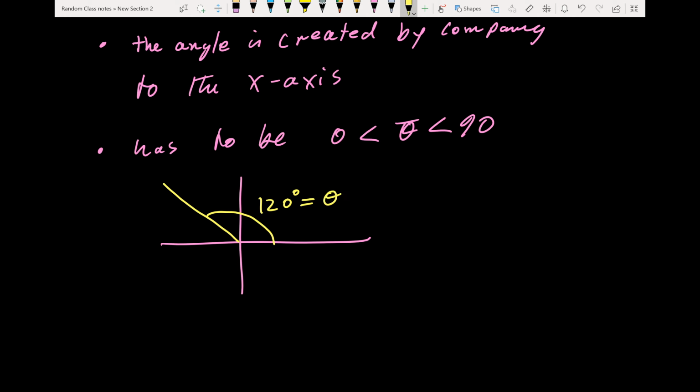Let's call this angle theta. So what's the reference angle for this angle theta? So I will look at this angle, but I got to make an angle by comparing to the x-axis. Where's the x-axis, guys? Right over here. So what's the measurement of this angle? How'd you get 60 degrees? Yeah. If the whole thing is 180 and the yellow part is 120, what's the green part? 60.